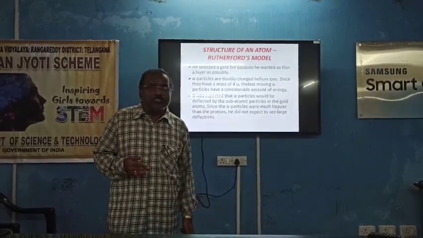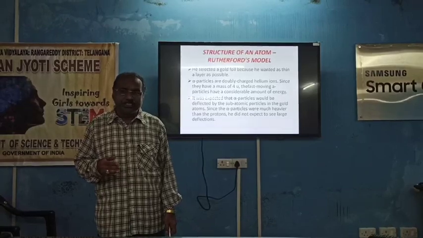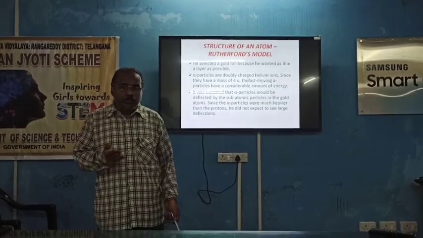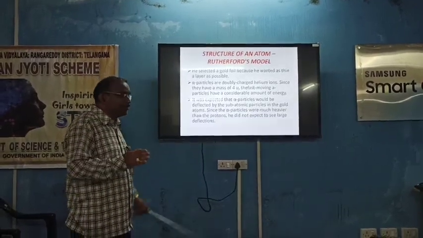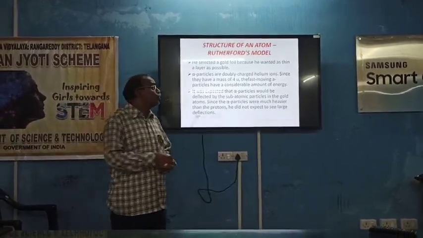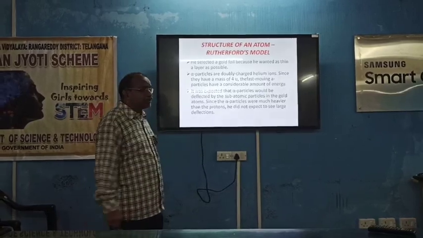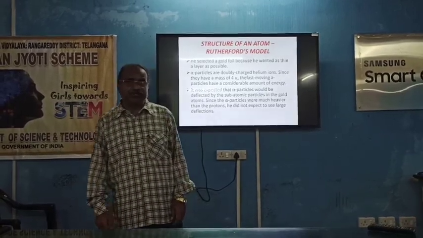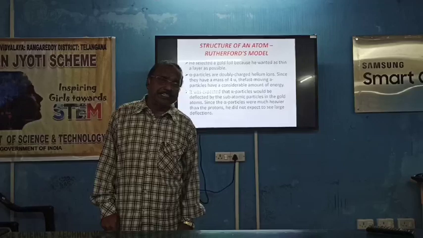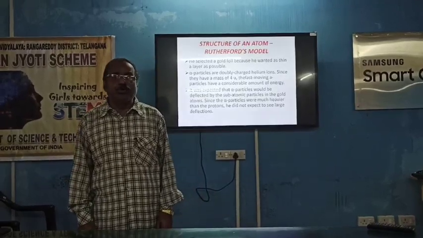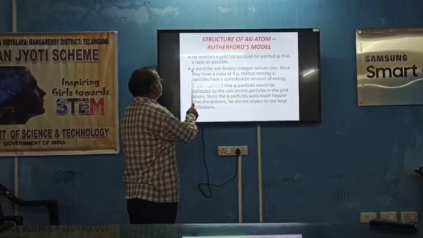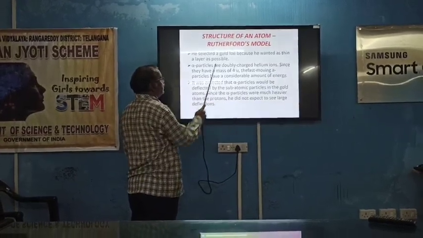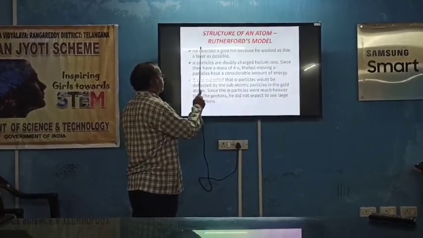So Rutherford started an experiment to prove it. For that he took some items. It is known as the gold foil experiment, Rutherford's gold foil experiment. In this experiment he needs one gold foil and the other, alpha particles.